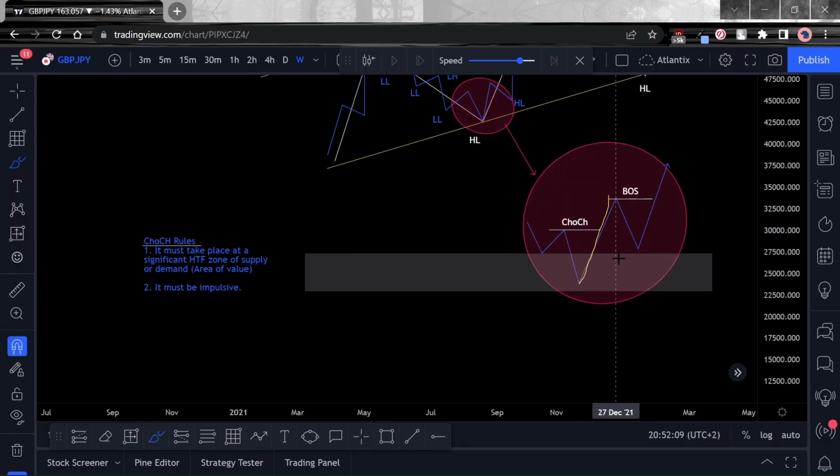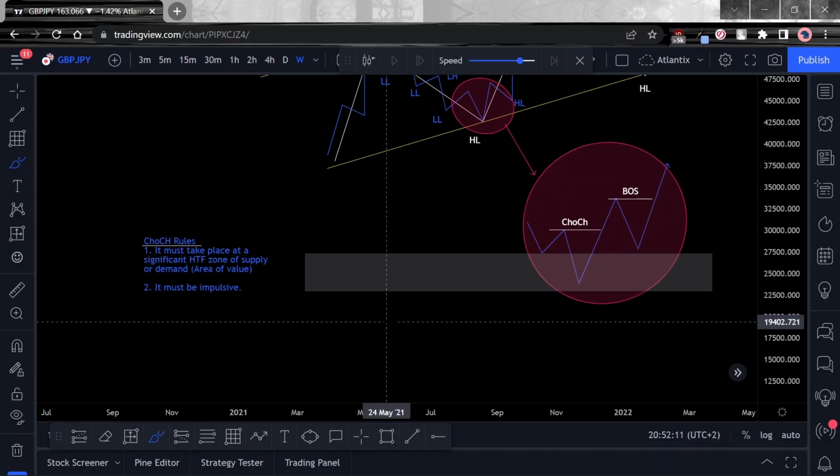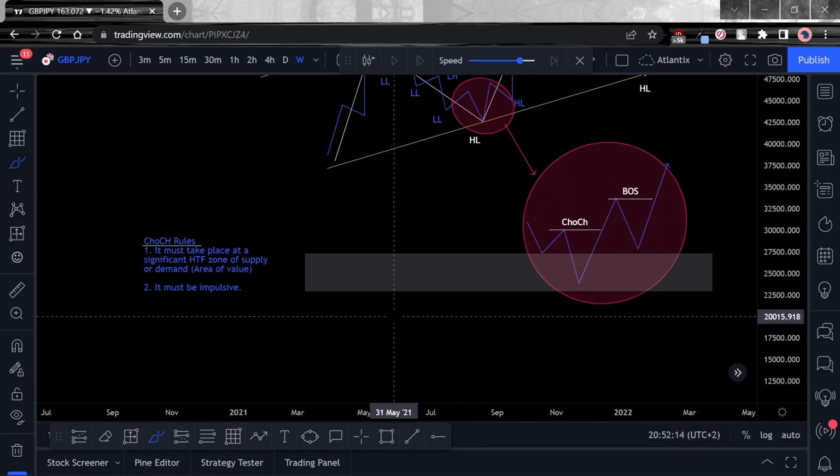Okay, remember, we are simply trying to anticipate, so we're looking for the earliest signs that give us the probability of winning and going with the market as it shifts from one direction to the other.